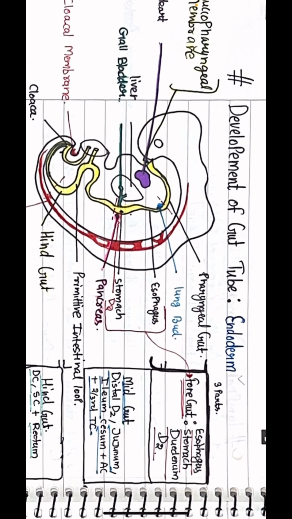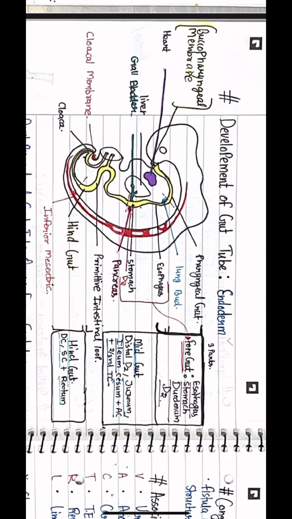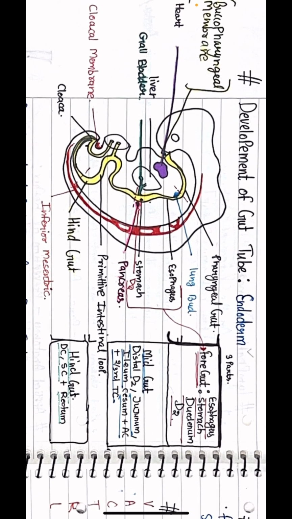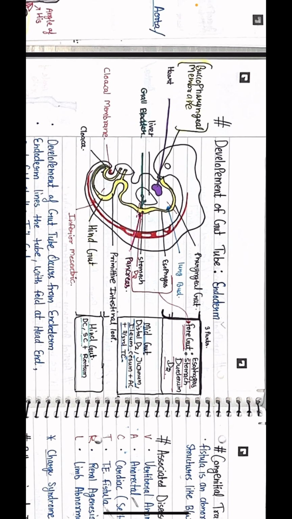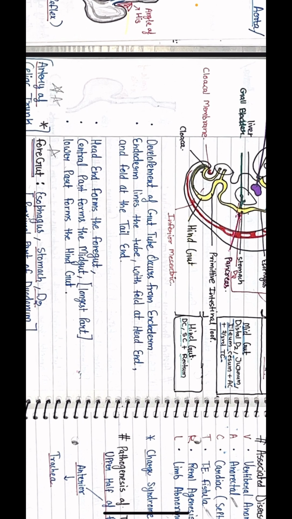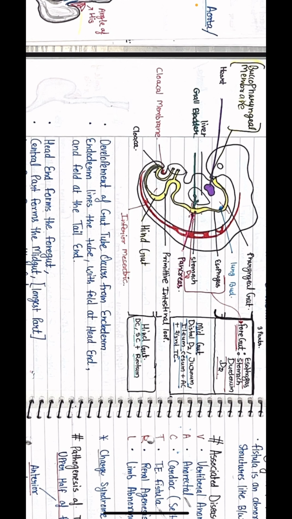So this upper portion is the head, the middle portion is longer, and the rest is the tail. You do not need to see a lot of things in this. We will talk about the development of the gut tube and other organs in detail. But just remember that development of the gut tube occurs from the endoderm. Endoderm lines the tube, with a fold at the head end and a fold at the tail end. So the upper part will form the proximal part, and the rest will form the distal part.